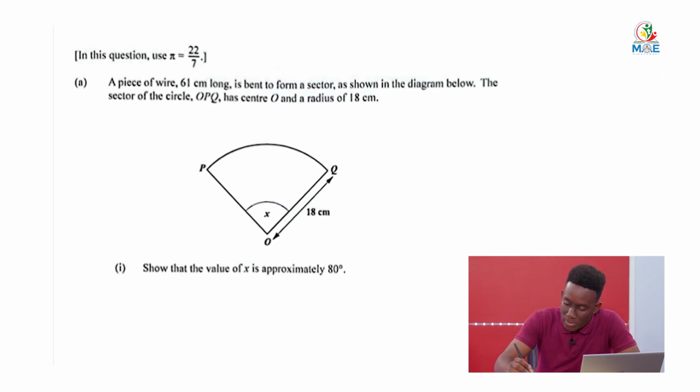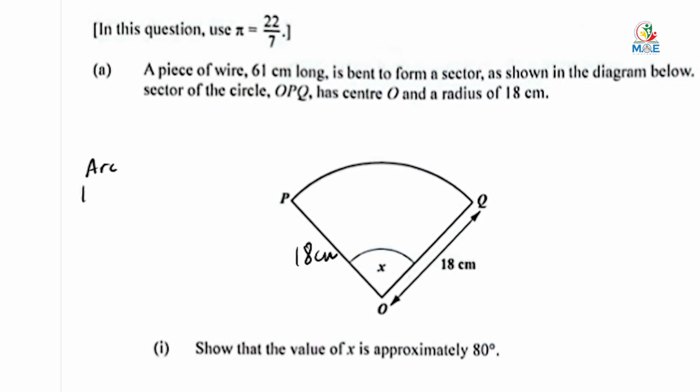For this question, we know the perimeter is equal to 61 cm. And if the radius here is 18, that means the radius here will also be 18. So we can say the arc length would simply be 61 minus 18 plus 18. This would be 61 minus 18, and 18 is 36. So 61 minus 36 will give me 25. So the arc length here is 25.